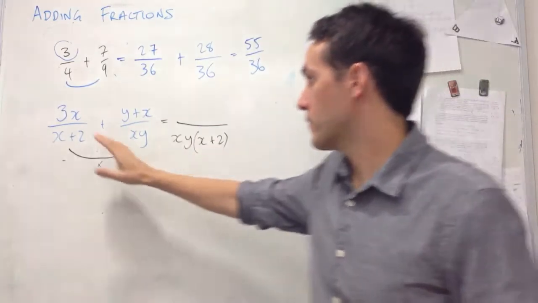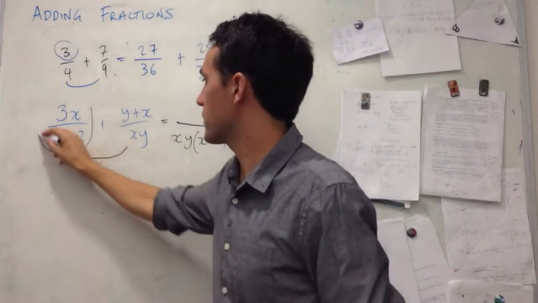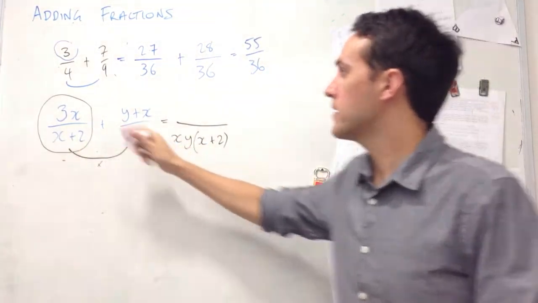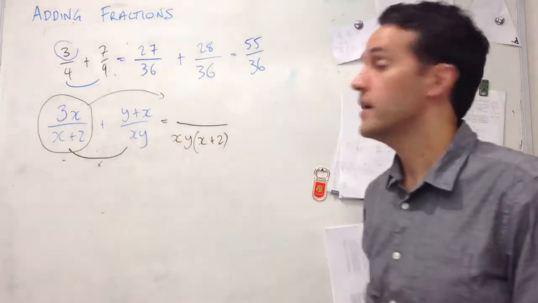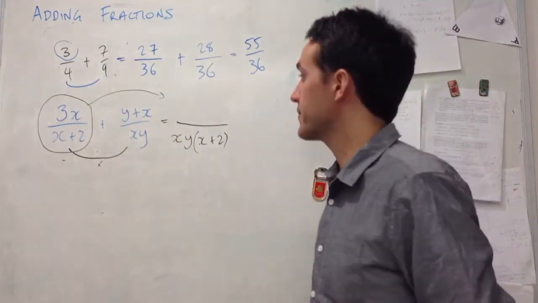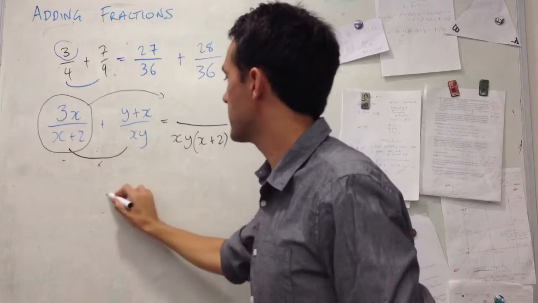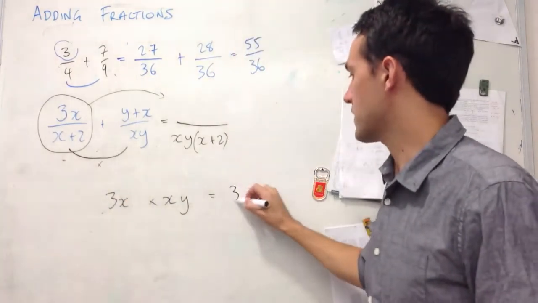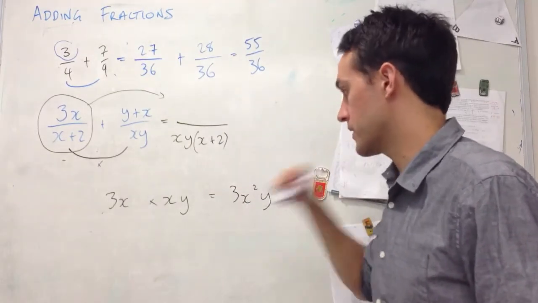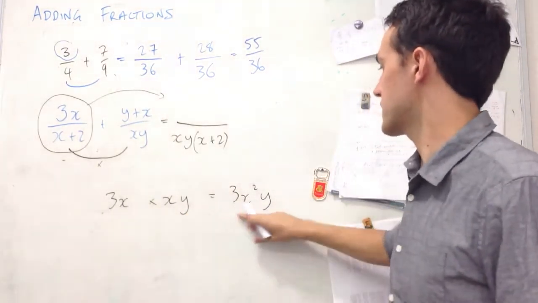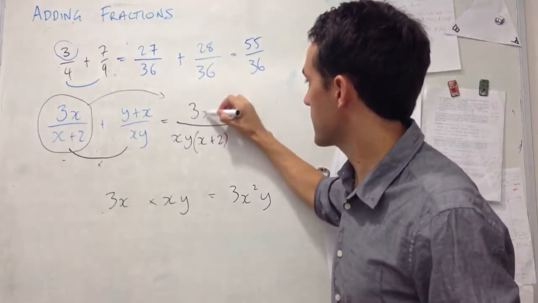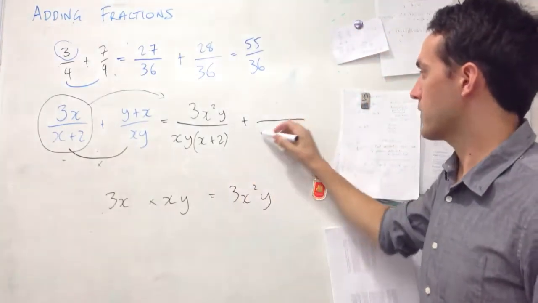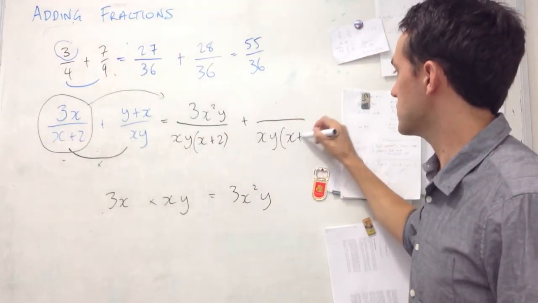Again, looking for an equivalent fraction of this first term. Since I multiplied the bottom by xy, I need to multiply the top by xy in order to keep the fraction equivalent. So I'm going to have 3x times xy, which gives me 3x squared y, because I have 3 times x times x times y. So 3x squared y on the top here. Again, I still have the xy on x plus 2 here.